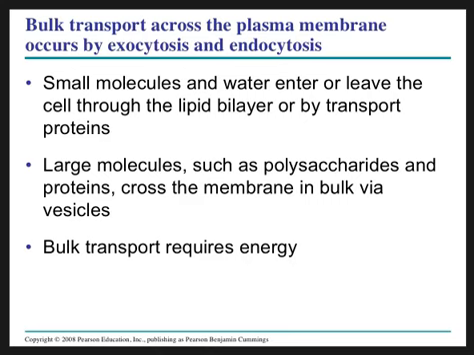Bulk transport is when I move large molecules, okay? So small molecules in water enter or leave through that membrane, through the transport proteins, everything's good.